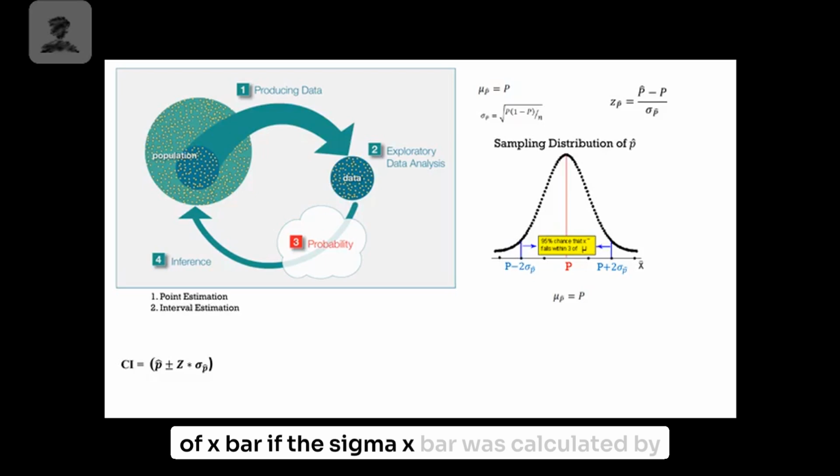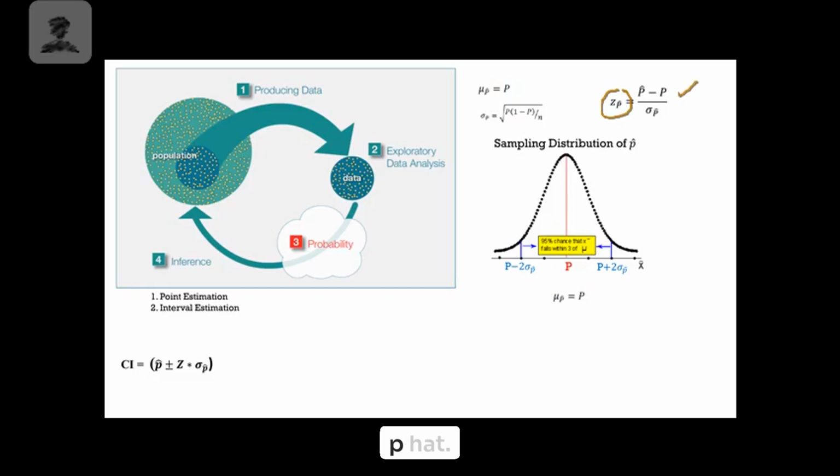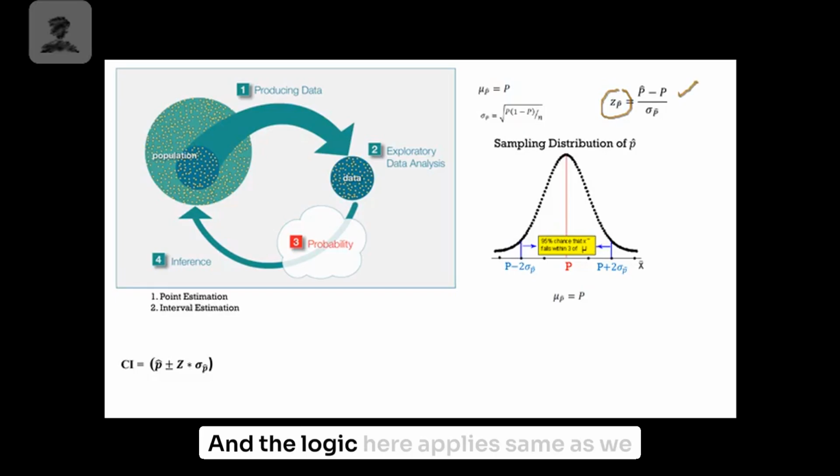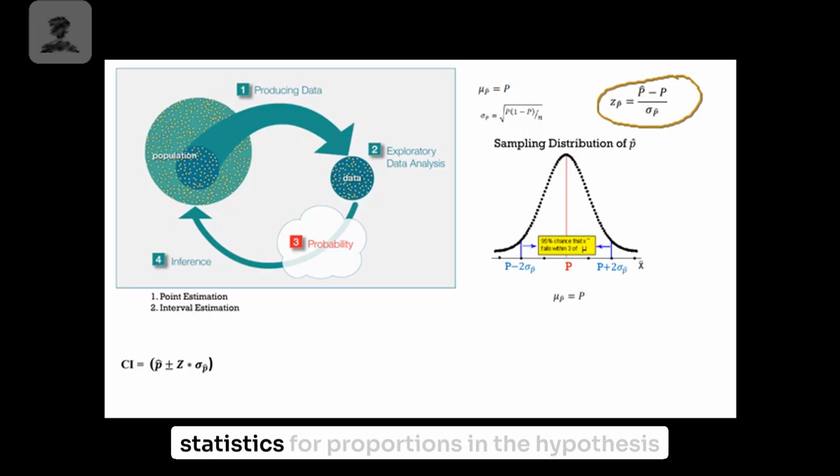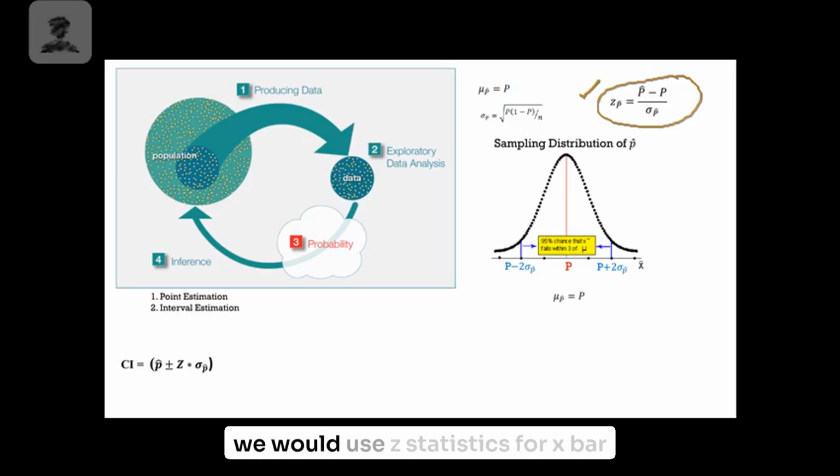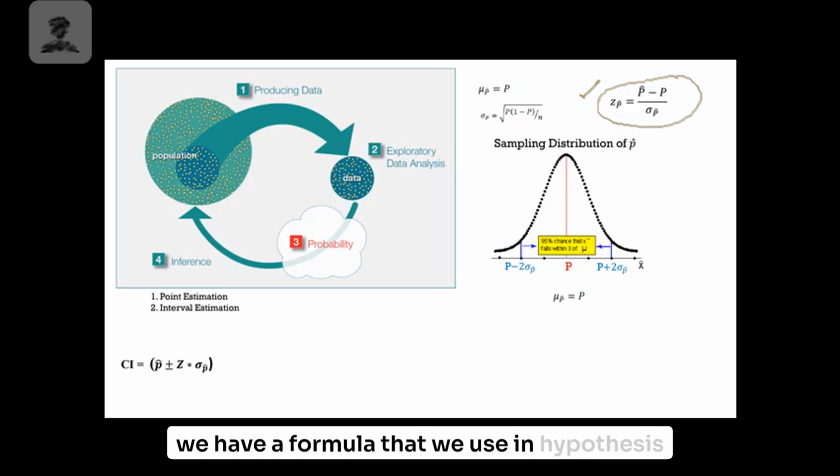If the sigma x bar was calculated by sigma over square root of n, sigma p hat is calculated with this formula, which is square root of p times 1 minus p over n. And z for p hat is calculated with this formula, where it's p hat minus p over sigma p hat. Everything is the same, and the logic here applies the same as we discussed in the previous slide about the x bar. So again, keep in mind, we'll use this z-statistic for proportions in hypothesis testing, just as we would use the z-statistic for x bar. We have a formula that we'll use in hypothesis testing.